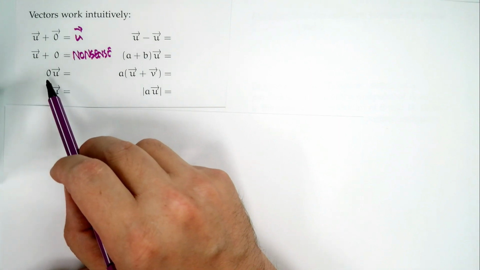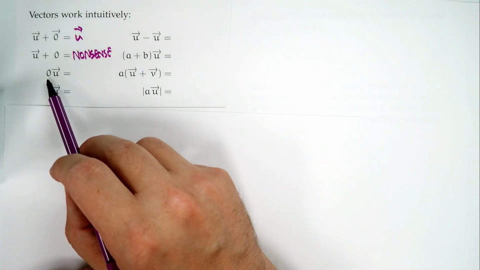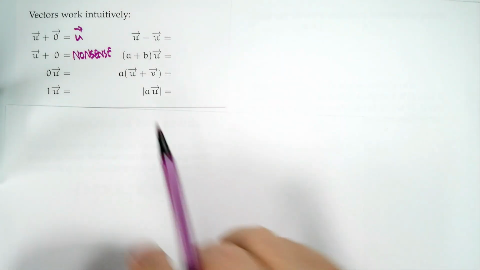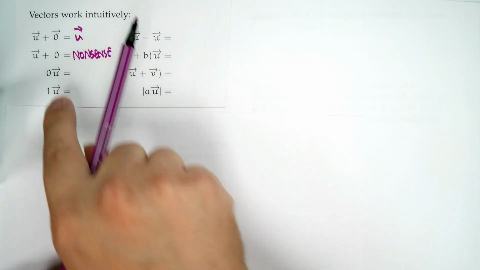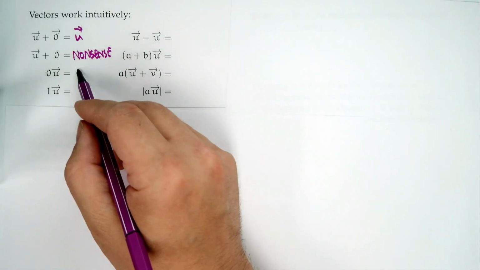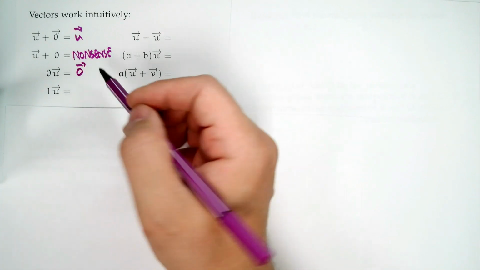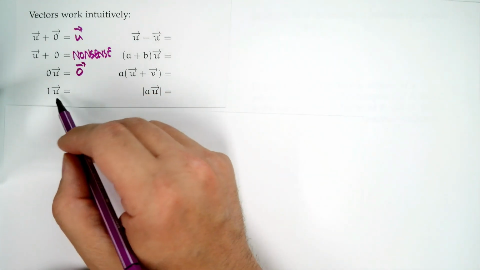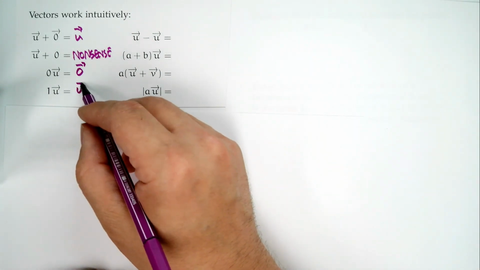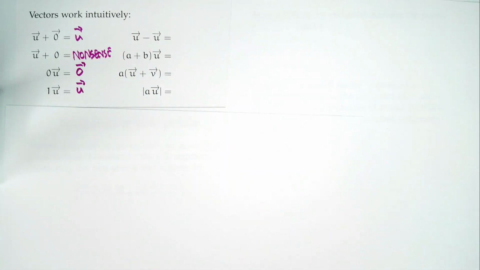Now remember, we're scaling it. If we think about 0, it says when we scale, we want to change the length. Essentially, we're saying we want to scale it so it has no change. Well, if it's no change, that's going to be the 0 vector. If I take 1 times u, that's just u, because it says I want to keep the vector that I currently have.